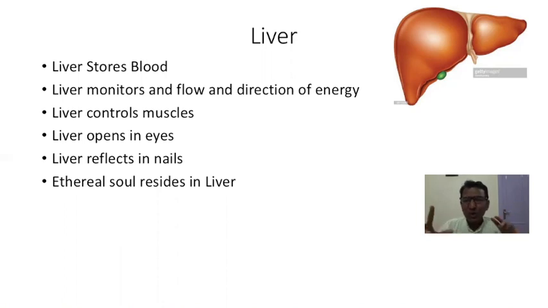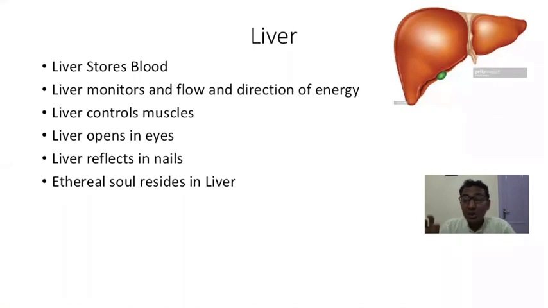About 1.5 liters of blood, out of approximately 5 liters in the whole body, is stored in the liver. So somewhere around 20 to 25% of the blood is in the liver, and the remaining 70 to 75% of the blood is circulating inside the body.